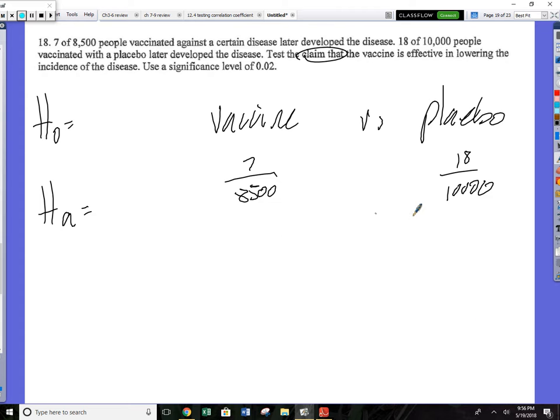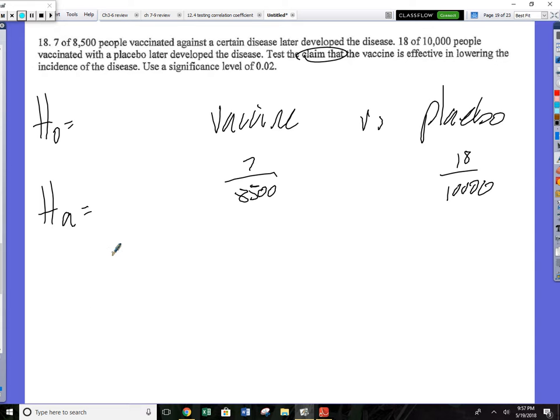I mean, 8,500 is pretty close to 10,000, and 18 is more than double 7. So it kind of looks like the vaccine worked. So that's our claim. The claim is the vaccine worked.